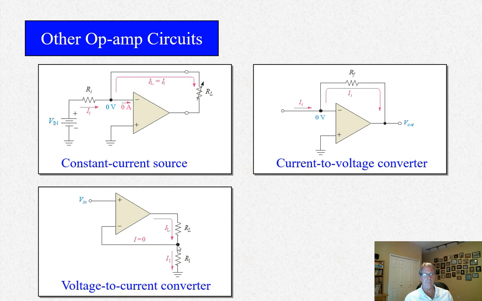That Vn is across R1. So whatever voltage appears here, appears right here, and produces a current in R1. So it's a voltage to current converter, because that current is directly related to Vn. Okay, so that goes through R1.